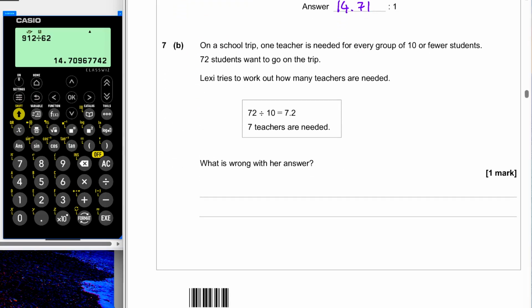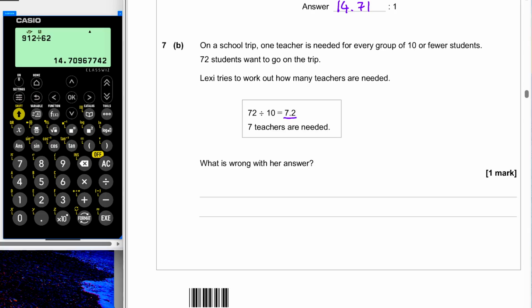Part B. On a school trip, 1 teacher is needed for every group of 10 or fewer students. 72 students want to go on a trip. Lexi tries to work out how many teachers are needed. 72 divided by 10 equals 7.2. 7 teachers are needed. What is wrong with her answer? She shouldn't have rounded down.